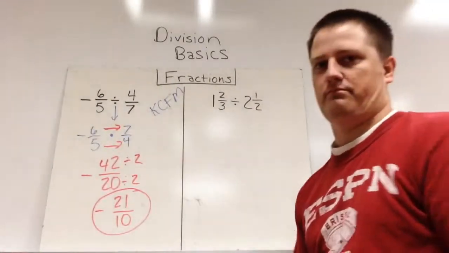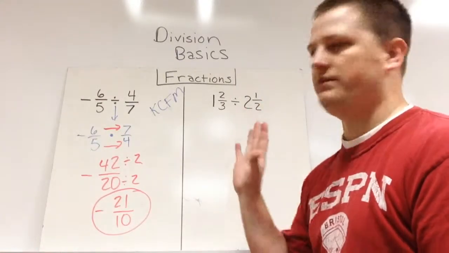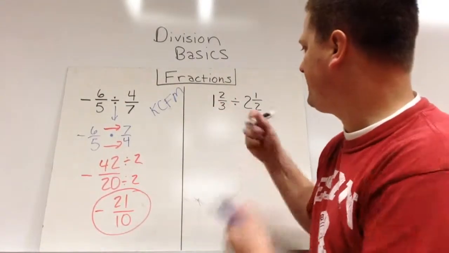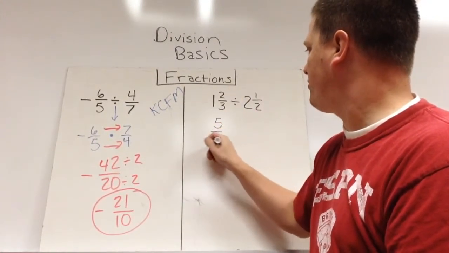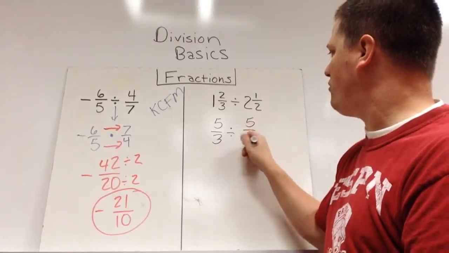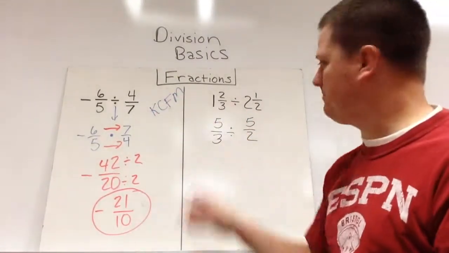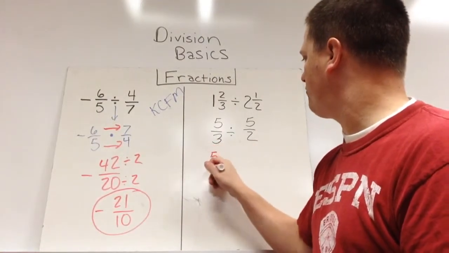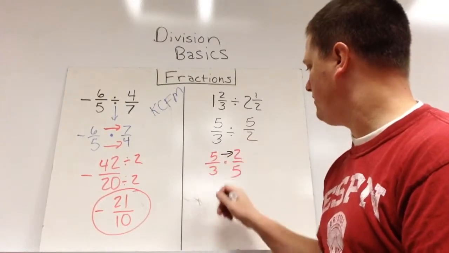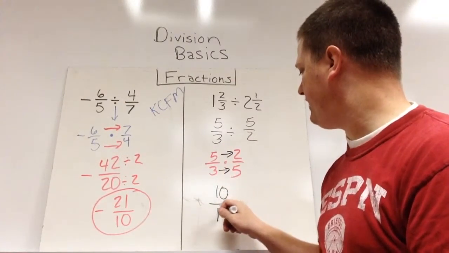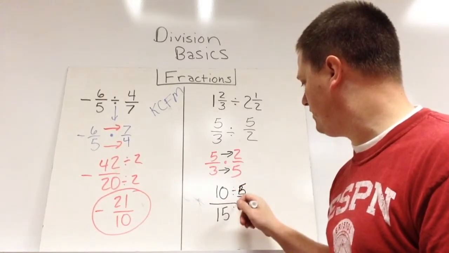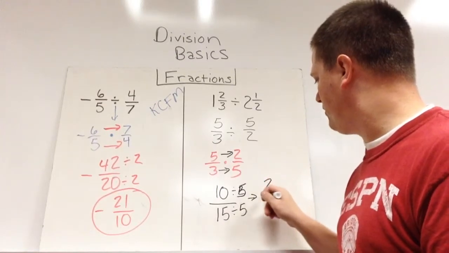Okay, here we have mixed numbers. Well, as we saw, it's really easy to divide if we don't have mixed numbers, so we're going to get these out of being mixed numbers. So we're going to go 1 times 3 is 3 plus 2 is 5. So we've got 5/3 divided by 2 times 2 is 4 plus 1 is 5/2. And now we're going to use our KCFM to divide this. So 5/3 times 2/5, and we just multiply straight across. And we get 10/15. 10 divided by 15, we can reduce that by 5, not 2. We can reduce by 5, and that will create 2/3.